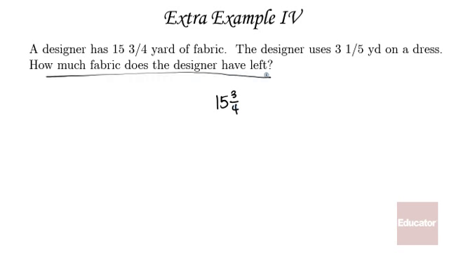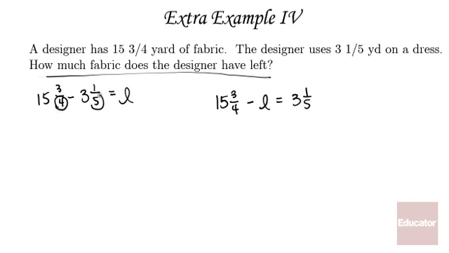So there are several ways to set up this equation. You could take out what the designer has left, and that would equal what he's used up, 3 1/5. Or you could write it very straightforwardly and just say 15 3/4 minus 3 1/5, what he used up, leaving what's left over. Either way, the equation will give you the same answer. So let's work out the equations both ways and see how we get the same answer.